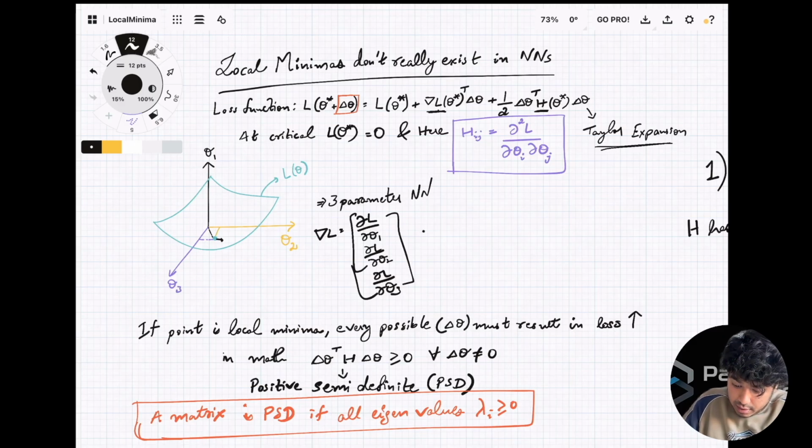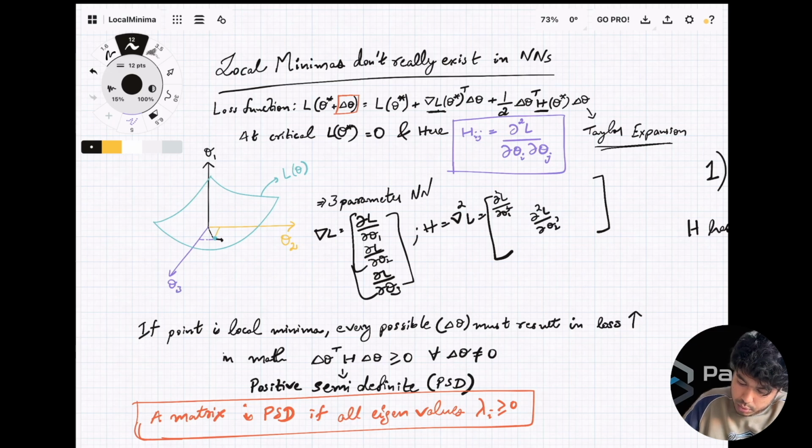And the Hessian, that is the second order derivative, would look something like this. It would be a square matrix of d square L by d theta 1 square, d square L by d theta 2 square, d square L by d theta 3 square, and this would be d square L by d theta 1 d theta 2.